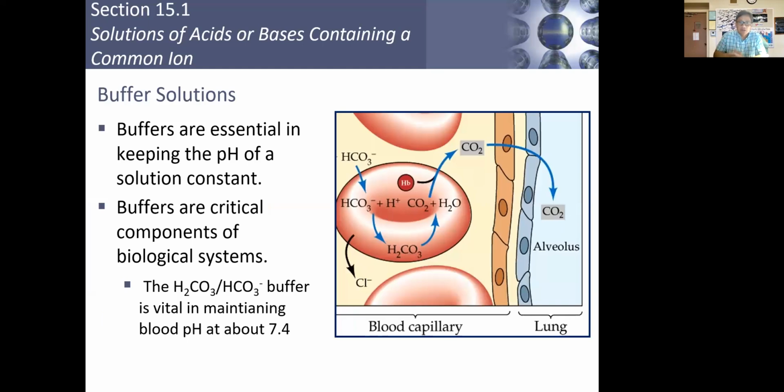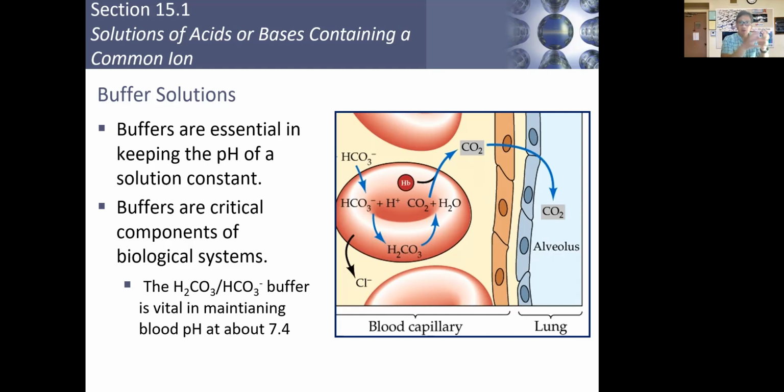We're going to use our knowledge of acid-base equilibrium, and also pull on our knowledge of stoichiometry, which we learned way back in chapter 4 at the beginning of this course. We're going to use both of those to understand how buffer solutions work. Let me start by introducing what a buffer solution is. A buffer solution is a solution that's made up of an acid and its conjugate base, or a base and its conjugate acid.